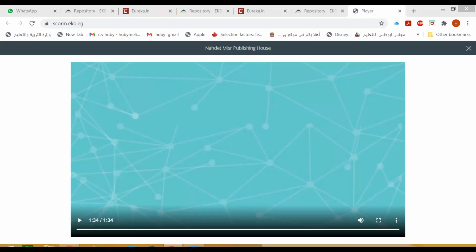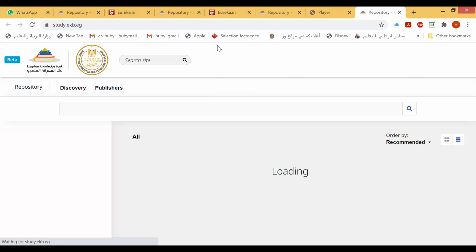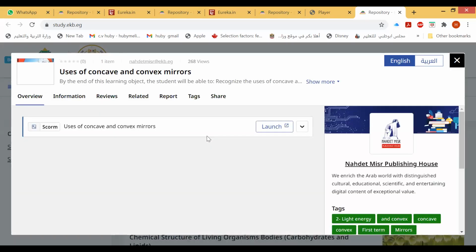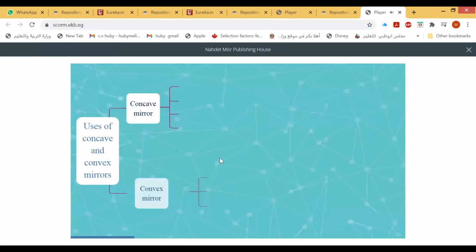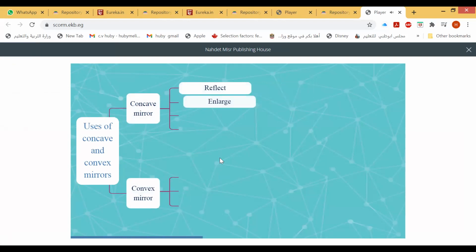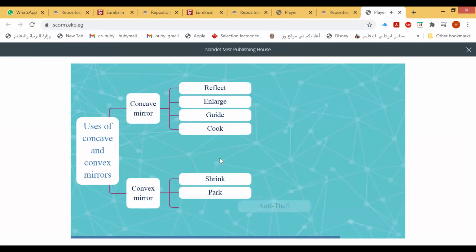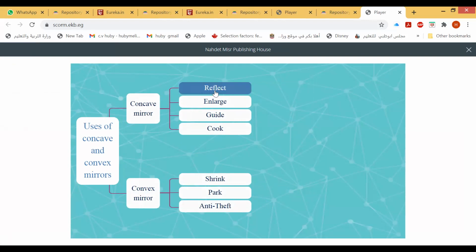About uses of the mirrors. When we look around, we find that the concave and the convex mirrors are used in many things. Let us learn these uses by clicking on each tab. طيب, let's start about concave mirror. يعني هنفهم يعني reflect, يعني enlarge, يعني guide, كده.